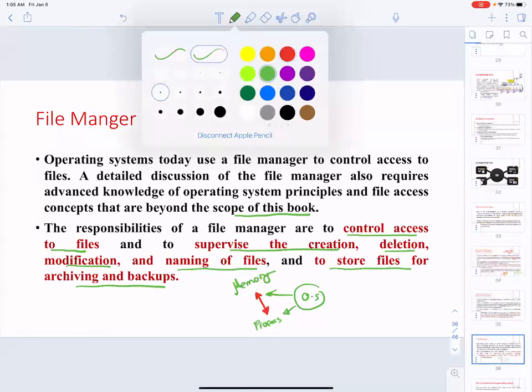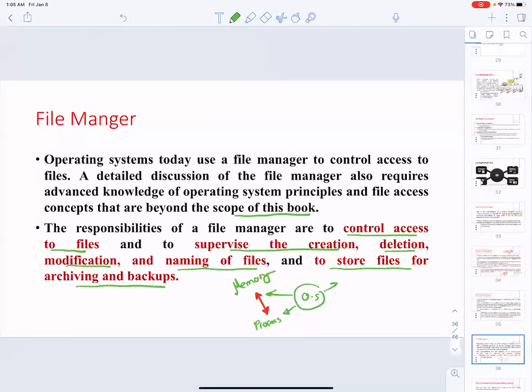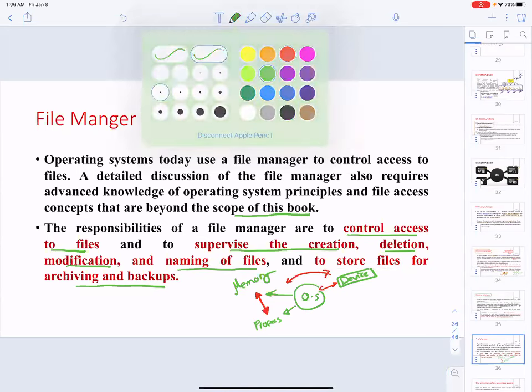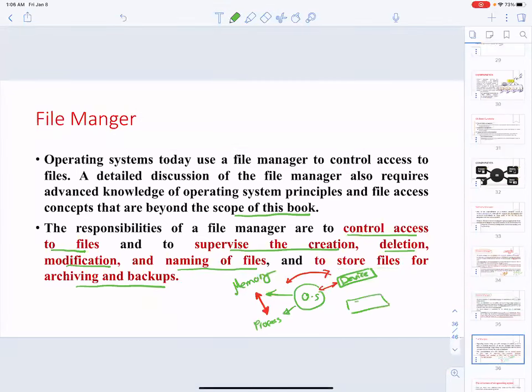And we do need the device manager, so we know exactly which device is available to be used. We would like to control the access of the devices, through an interaction between the device manager, the operating system, and also the memory manager. And finally, we need the file manager because we are dealing with a lot of files.